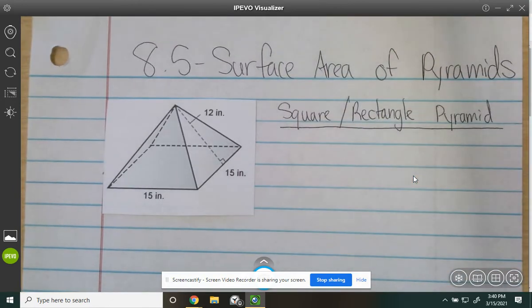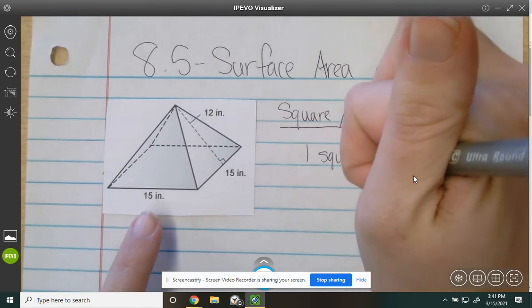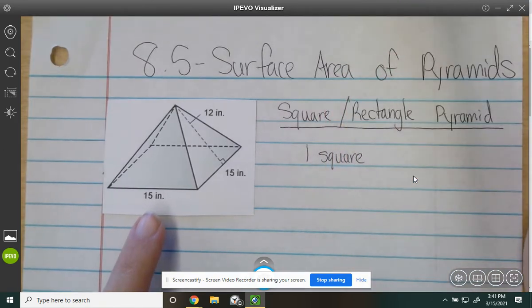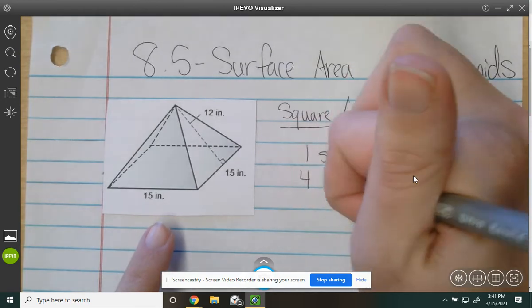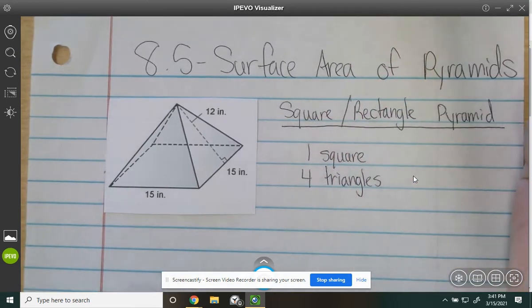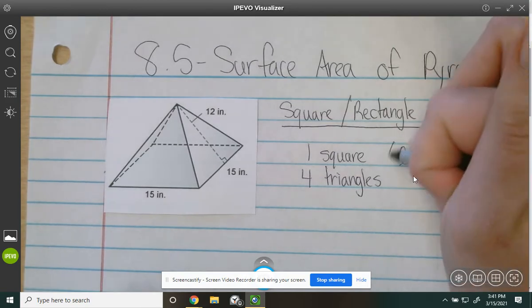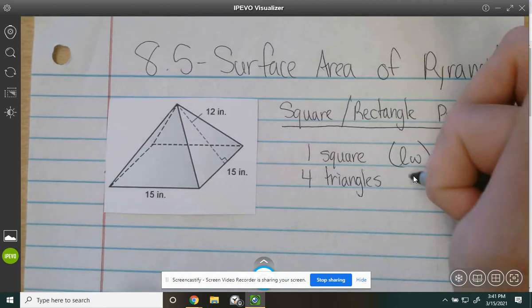So the question I always ask is, what shapes do you see? Well, we already talked about the bottom. There was one square. And then we have how many triangles? We have 4 triangles. The square formula is length times width. The triangle formula is 1/2 BH.